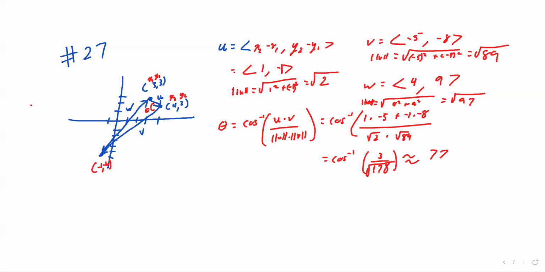So that would mean that this angle said, did I mess up anywhere? Hold on. 1 times -5 gives you -5. -1 times -8 is a +8. That gives you +3. 2 times 89 is 178. Square root of 178. Got 3 over that. Looks good. All right, so 77 degrees.